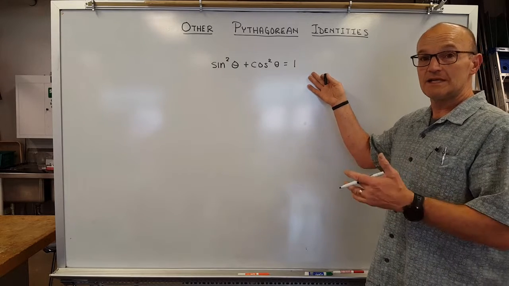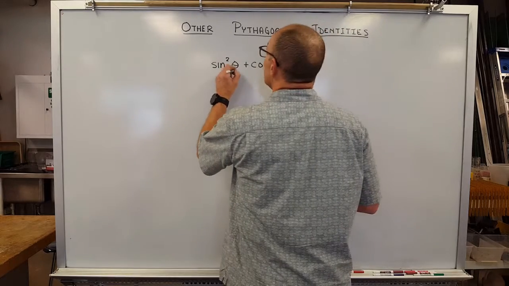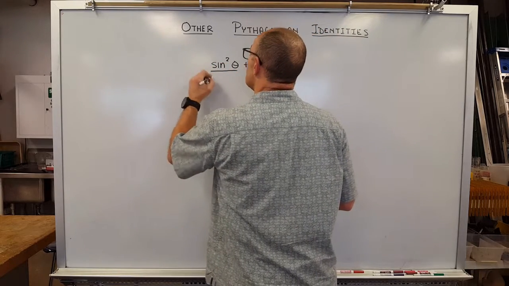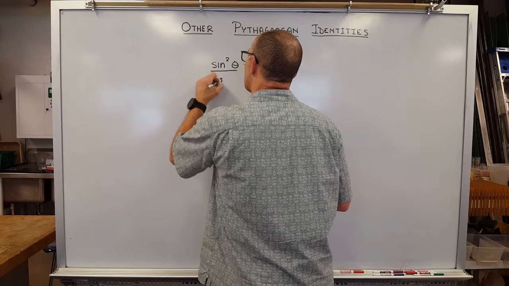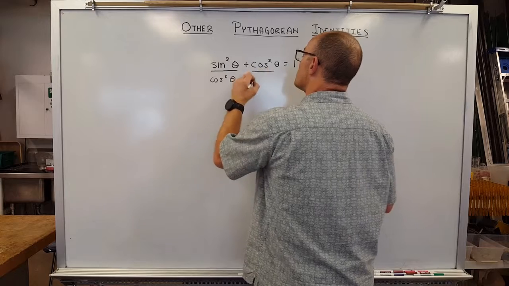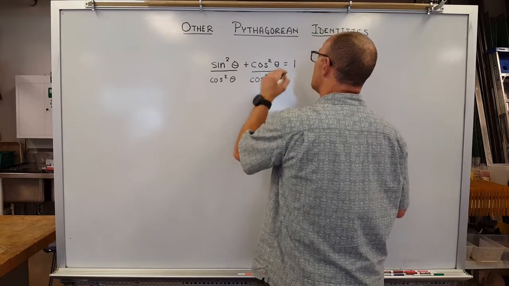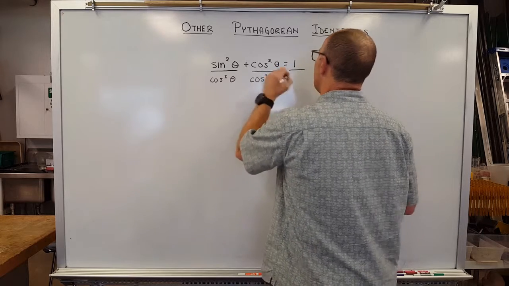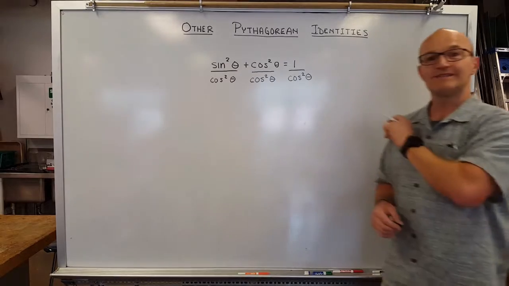tangent and secant. So we're going to begin by dividing every term in the equation by the cosine squared of theta. So as long as I do that everywhere in the equation, I will obtain another identity.